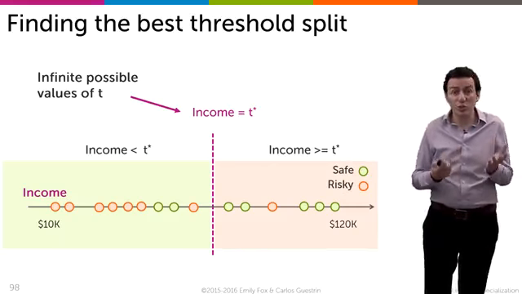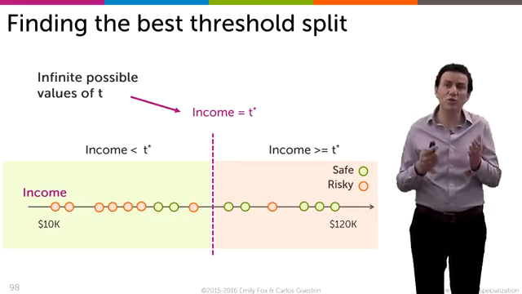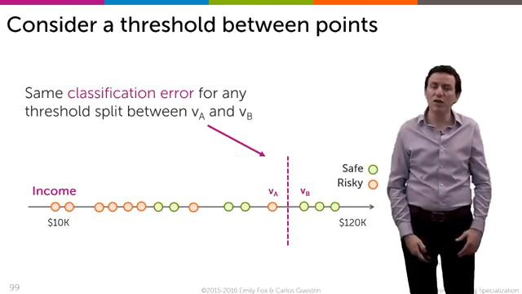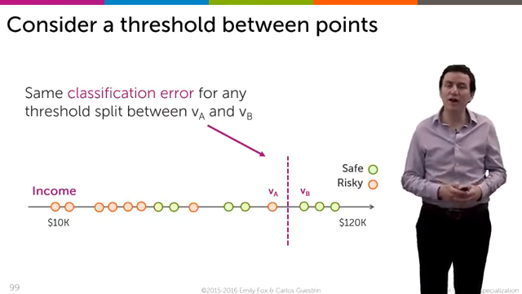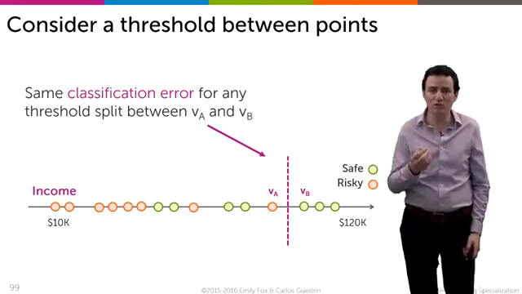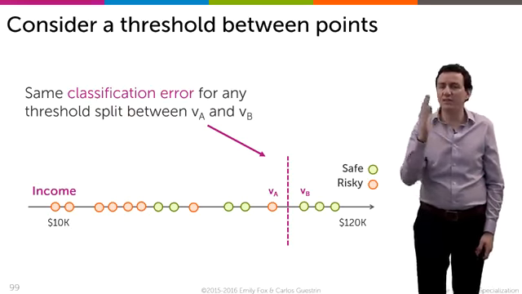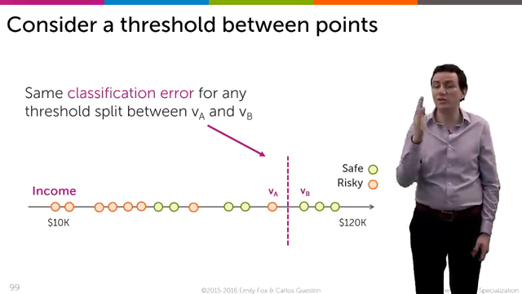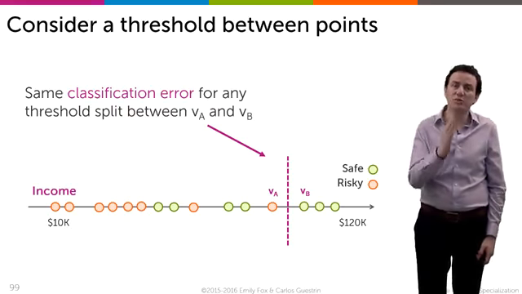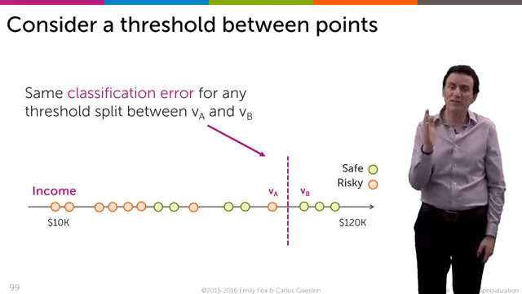The question is, do we need to consider all of those? And do all of those decimal places really affect the quality of our decision tree? Now, if you think about it, and if you look at the actual observed values of income in the data, you'll see that if you take two points, say Va and Vb, let's say 60,000 and 65,000, and there are no points in between, whether the split is at 61,000, 62,000, 63,000, or 64,000, you're still going to have the same classification error.